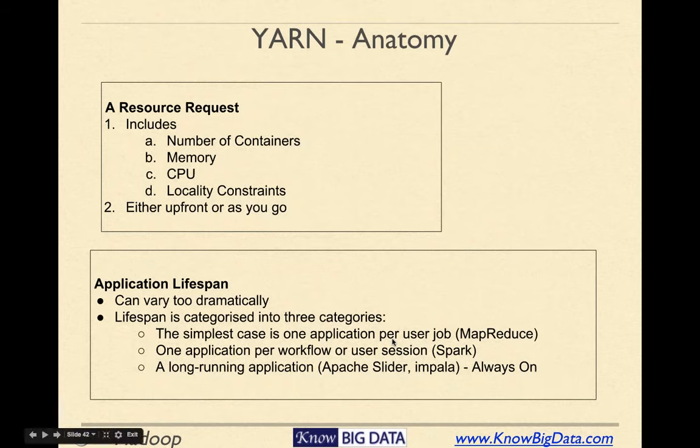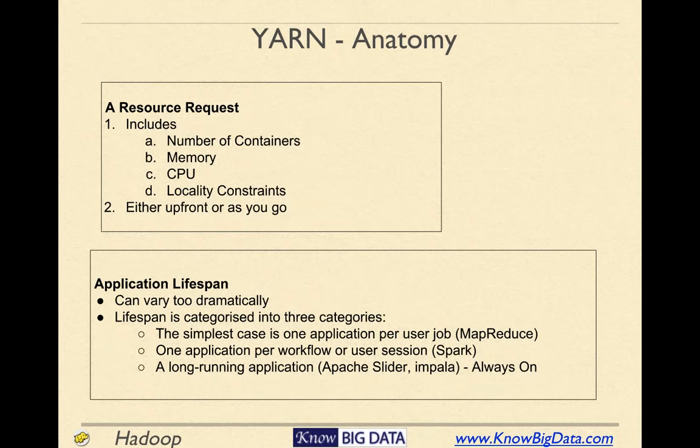So a resource request: when a client is making a request to the resource manager, it creates something called a resource request. And a resource request could include how many containers do you want, how much memory for each container, and how many processors do you want.